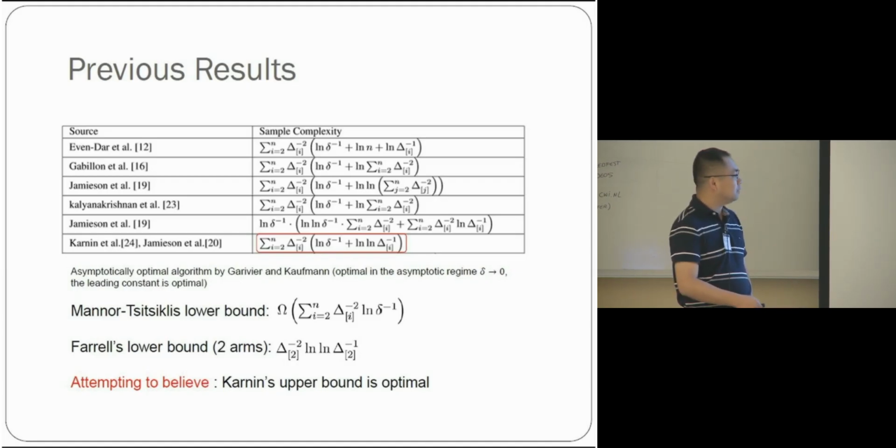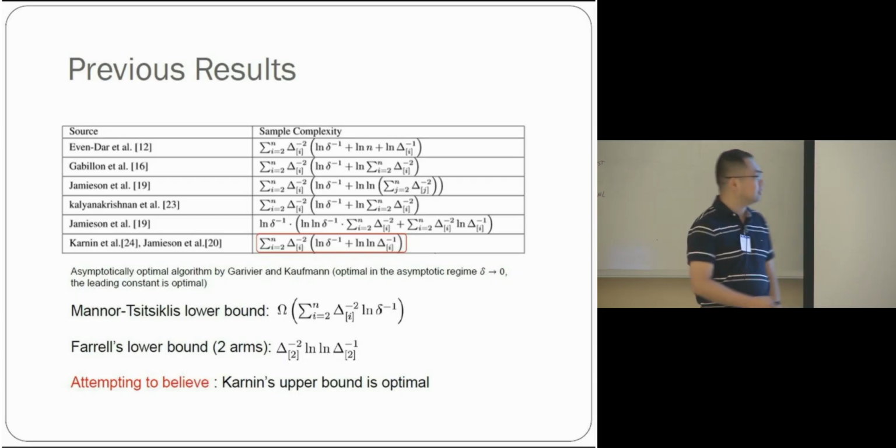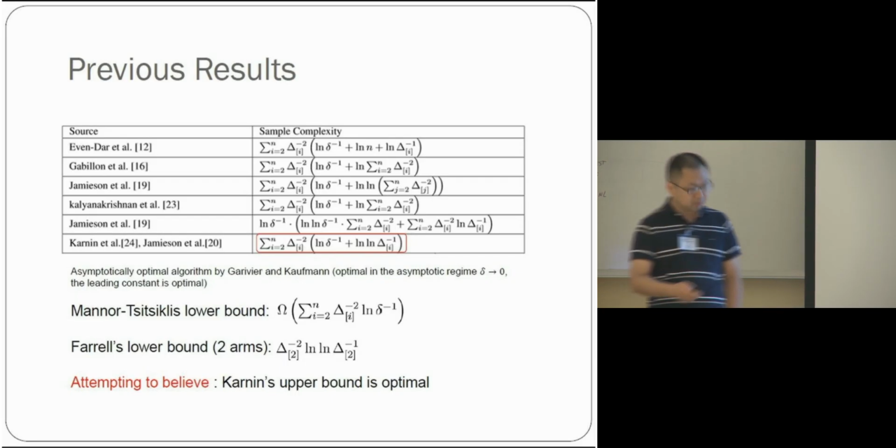And let's compare with this. This is the Mannor-Tsitsiklis lower bound, which is the same as the first part. And for the second part, we can recall Farrell's lower bound. There's an additional log-log term. Therefore, it's very tempting to believe that this bound is already optimal.